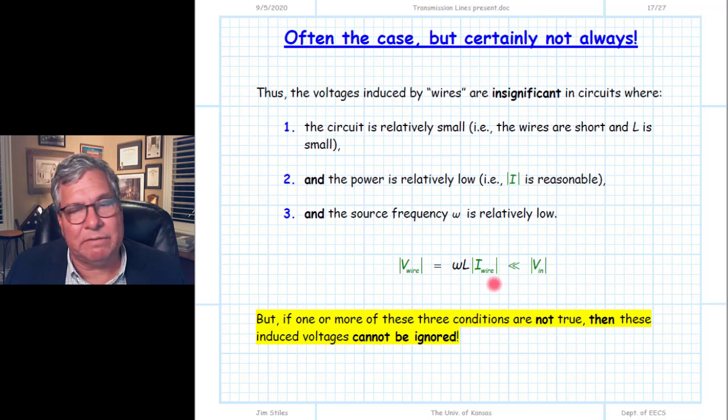But if any one of these three is not small, then we cannot ignore the induced voltage. So we have a situation where one of the three is not small and the other two are non-zero. Again, we're going to have a bit of a problem.